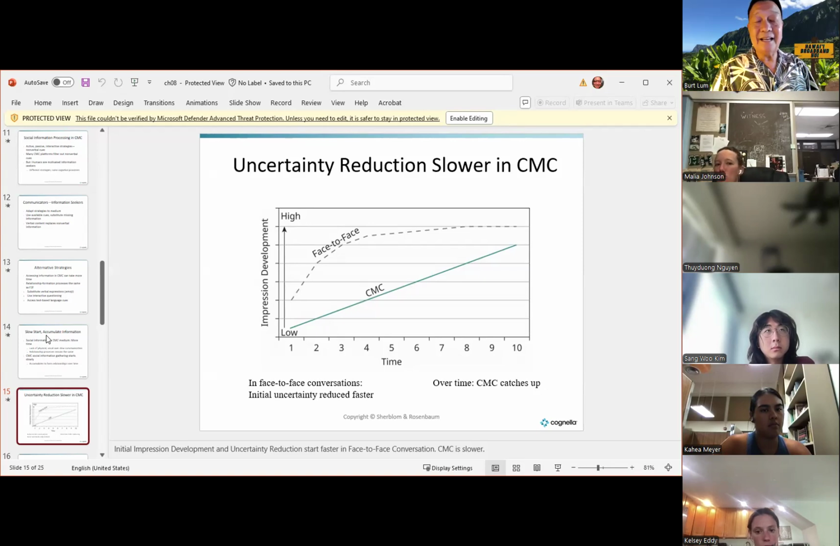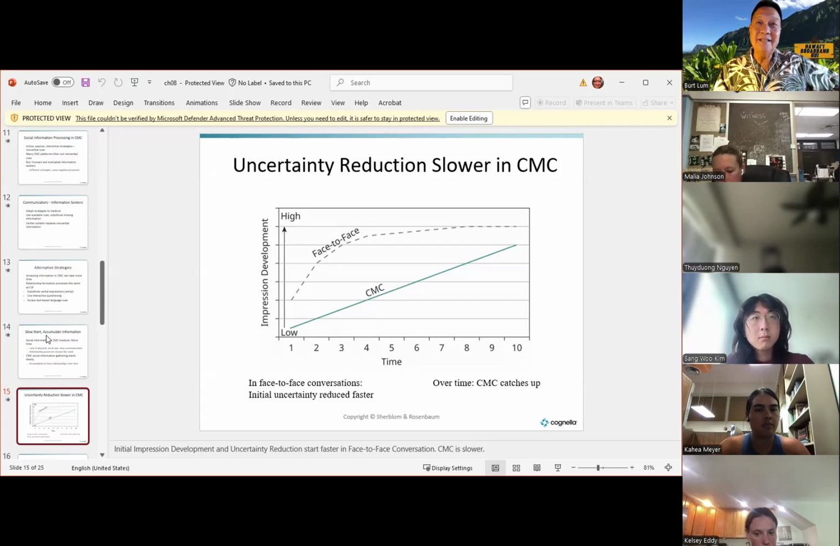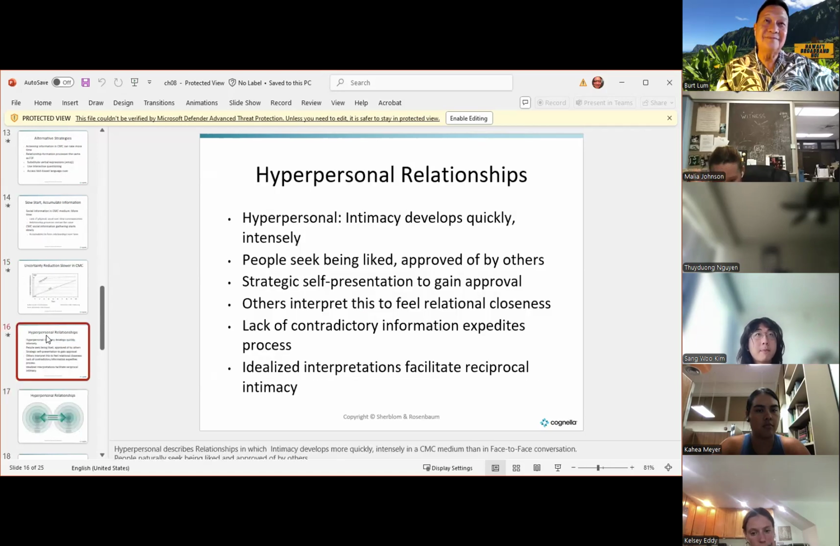The impressions, and that's the y-axis, goes up quicker. So the face-to-face actually goes up quicker in a shorter amount of time, and that's what this curve basically reveals: the face-to-face will more quickly create an environment for a relationship to take place than purely on a CMC level.